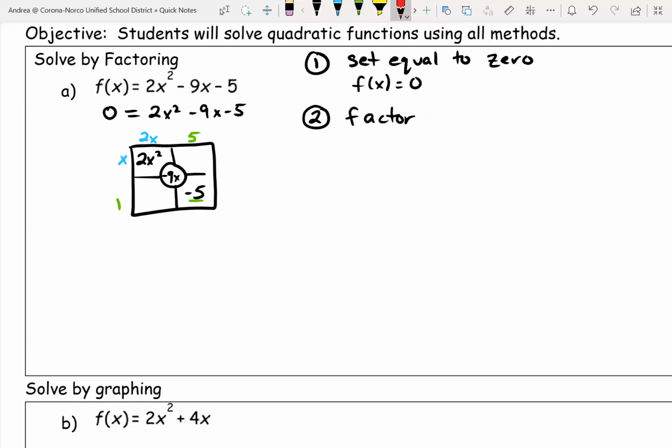Now we're going to check. 5 times x is 5x. 2x times 1 is 2x. This is a negative, so they're going to be opposite signs. If I subtract 5 and 2, will I get negative 9? Nope, that didn't work, so let's try again.